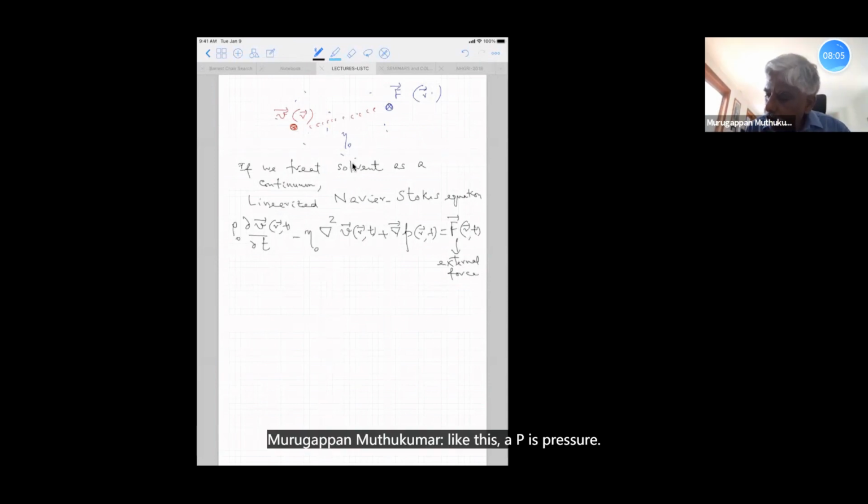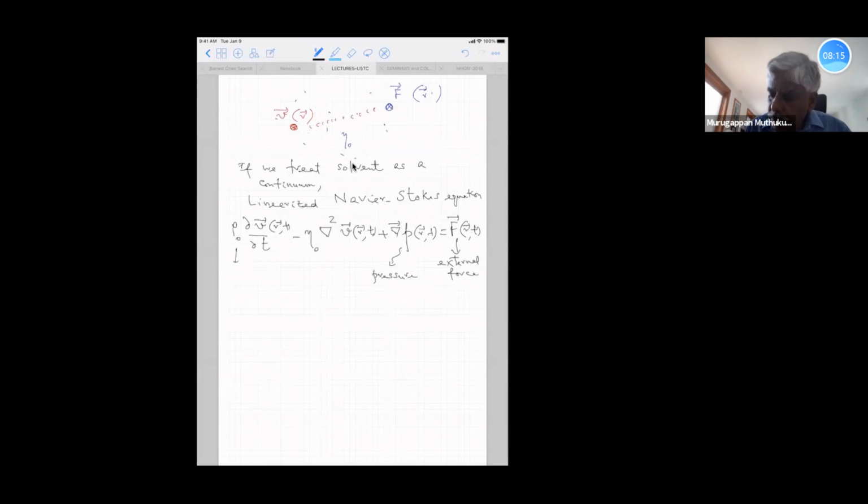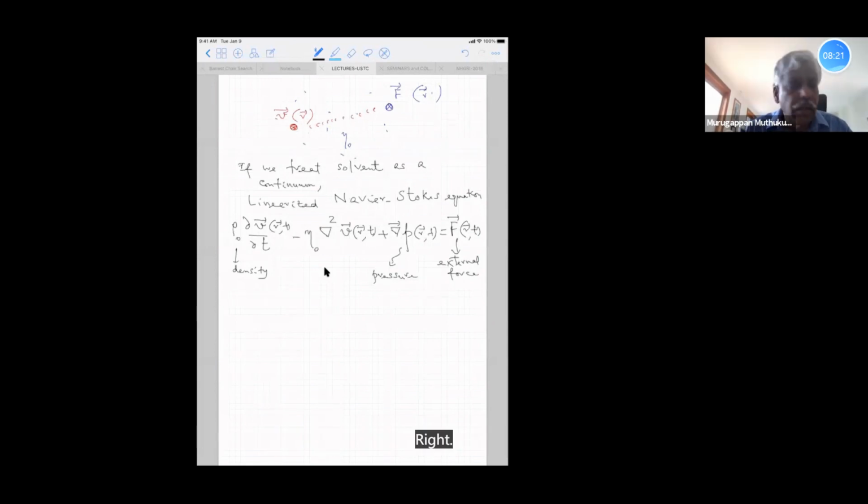This P is the hydrostatic pressure at that location. And this rho is the density of the fluid. And eta naught, that's the shear viscosity.